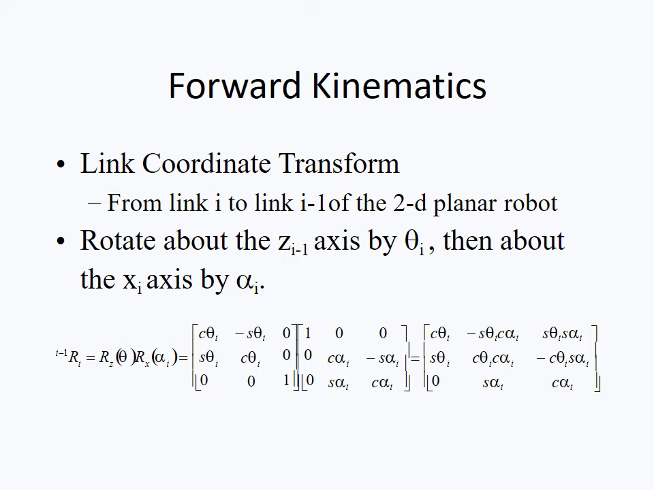Forward kinematics, coordinate transformation: for link i to link i minus 1 of the 2D planar robot, rotate about the z i minus 1 axis by theta i, then about the x axis by alpha i. That is, R is equal to R of theta and R of alpha.